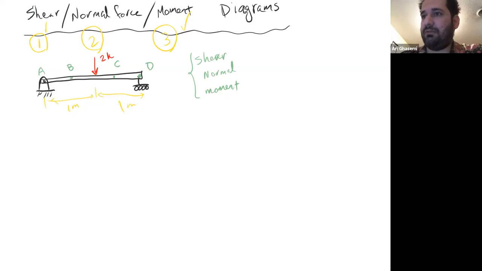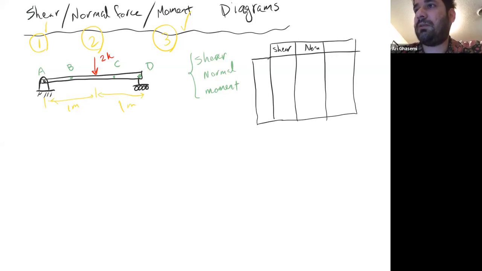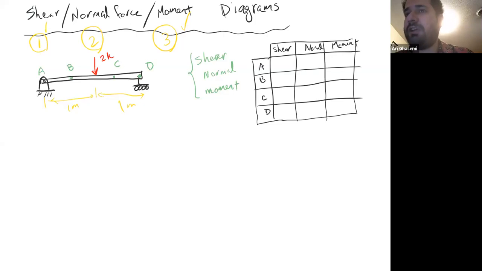So we can make a little table like this: shear, normal, and moment. And these points, let's call them A, B, C, D. Well, you know that right now we're dealing with a table. It's not just one piece of information, it's several pieces of information.